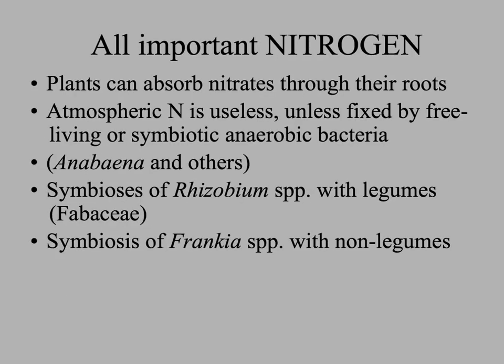Probably the most important nutrient for all plants is nitrogen. And plants can absorb nitrogen in the form of nitrate through their roots. Atmospheric nitrogen is useless to all except the nitrogen-fixing bacteria and plants. Plants fix nitrogen with the help of prokaryotic partners. And in legumes, for example, rhizobium bacteria species live in root nodules. And other plants, non-legumes, have Frankia.